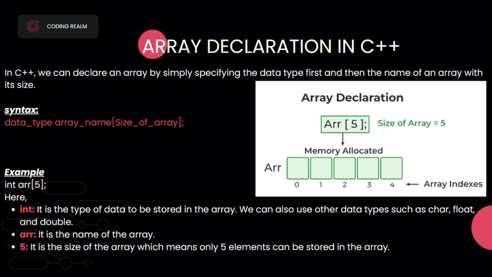The int here is the type of data to be stored in the array. We can also use other data types such as char, float, or double. arr is the name of the array, and it can be named, for example, X, Y, T, etc. 5 is the size of the array, which means only 5 elements can be stored in this array. This is how to declare an array with an example.